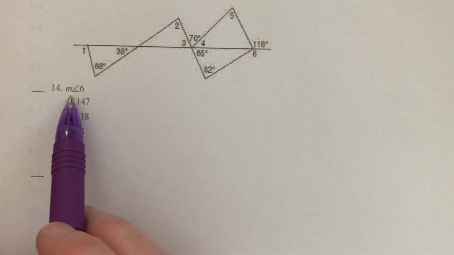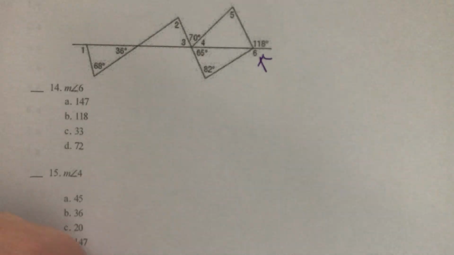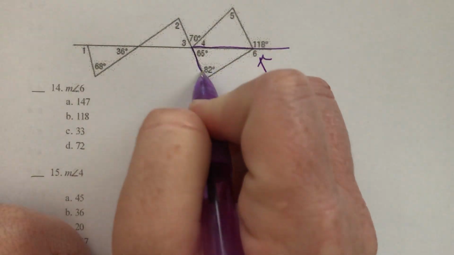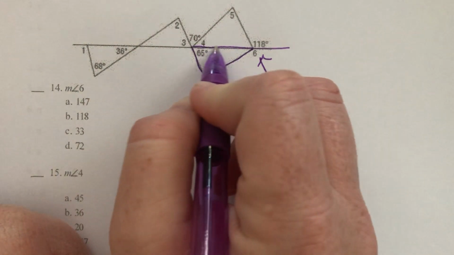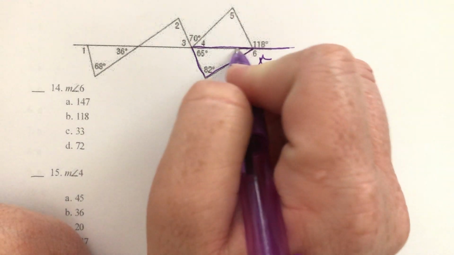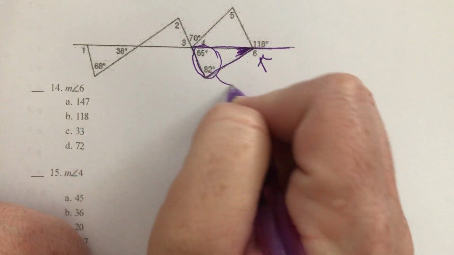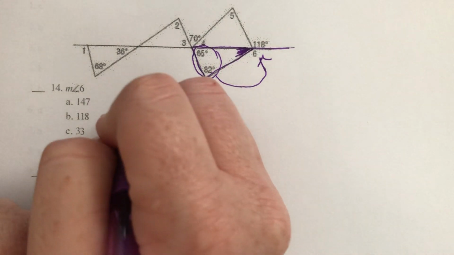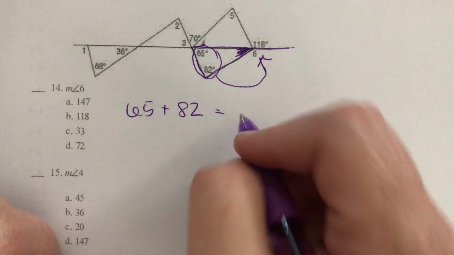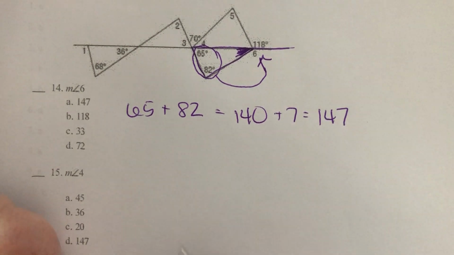Okay, number 14, measure of angle 6. So we're looking for this one right here, but guess what it is? An exterior angle, right? We took this triangle and we just extended one of its sides to create an outside angle. So we're not looking at the angle touching that outside angle, we're looking at the other two. If we add up the other two, they're going to add up to angle 6. So 65 plus 82 equals 60 and 80 is 140, 5 and 2 is 7, so 147, A.